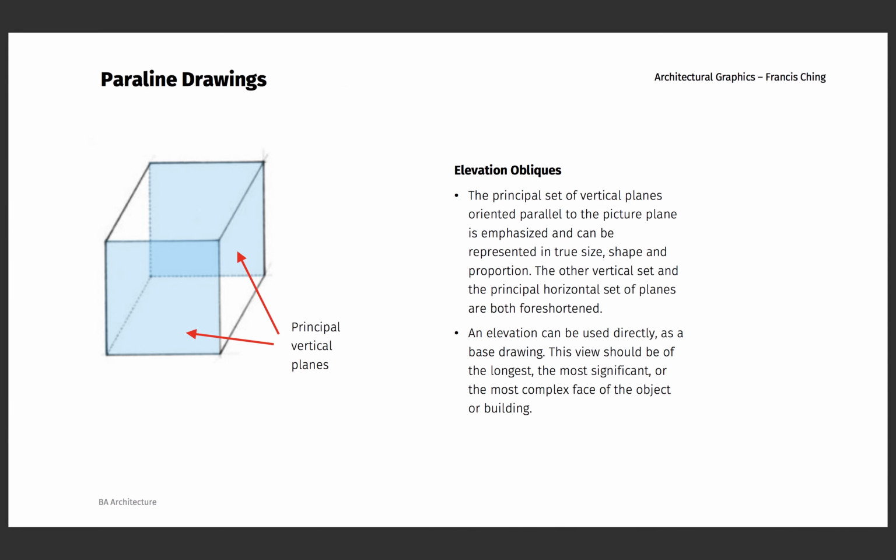And then elevation oblique is all about the vertical planes, and they're orientated parallel to the picture plane, and it's emphasized, and you start with an elevation and you don't need to redraw that. It's true to its size, shape and proportion, and then you modify the other planes to accommodate that. So this is going to obviously be something where you really want people to focus on the vertical plane in your design, and not to be too concerned about what happens behind it, just to show a level of thickness. And we'll see some examples later on about that as well, elevation obliques.